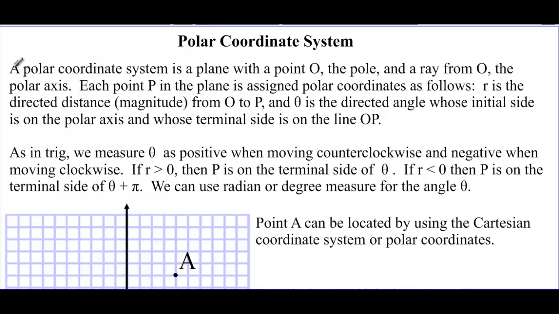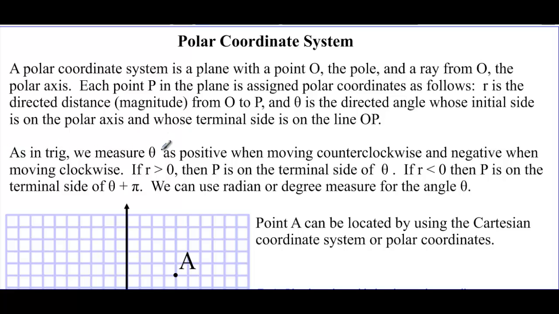Polar coordinate system. A polar coordinate system is a plane with a point O, the pole, and a ray from O, the polar axis. Each point P in the plane is assigned polar coordinates as follows. R is the directed distance, the magnitude, from O to P, and theta is the directed angle whose initial side is on the polar axis and whose terminal side is on the line OP.